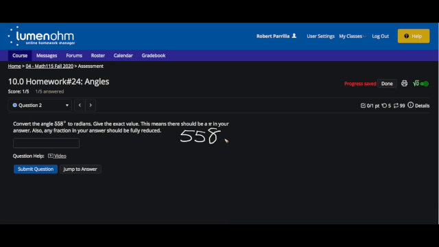558, and we're going to multiply that by pi over 180, and that's going to turn this into 558 over 180 pi. And we need to reduce this. We need to figure out some way to reduce this.